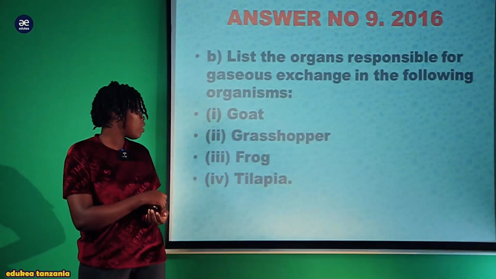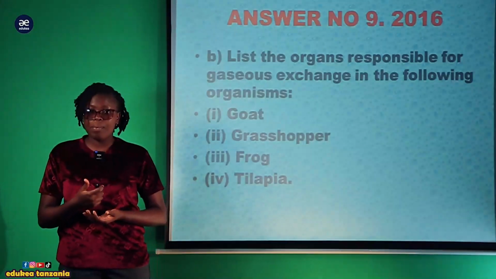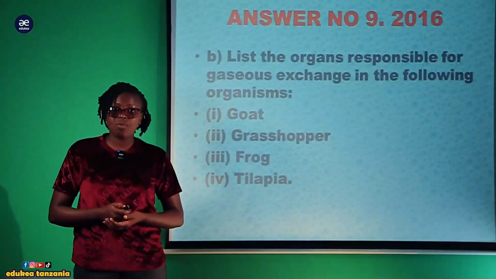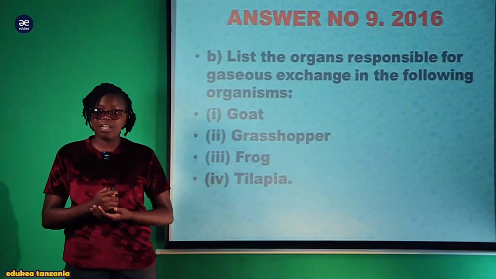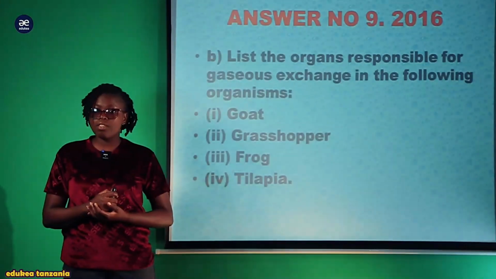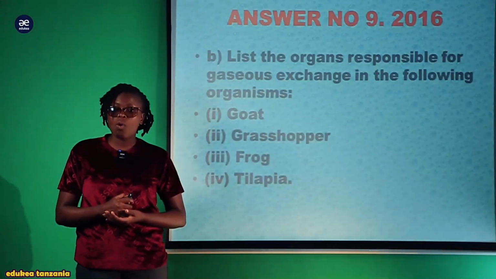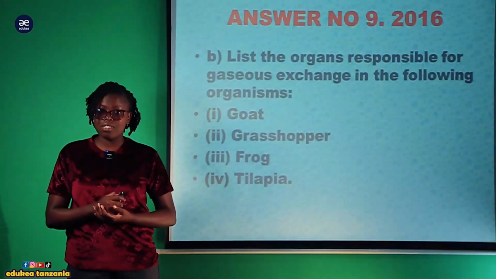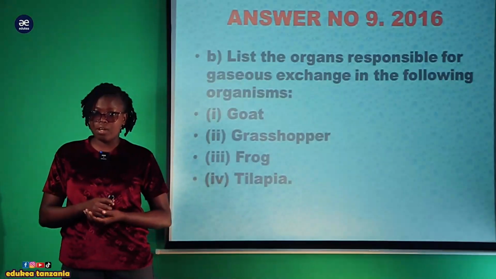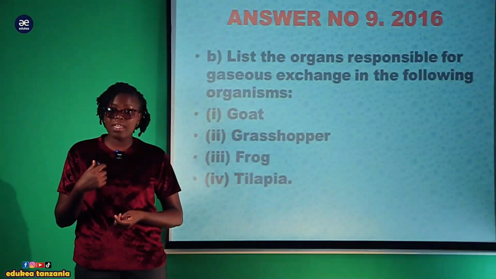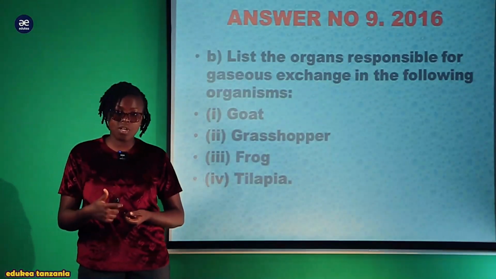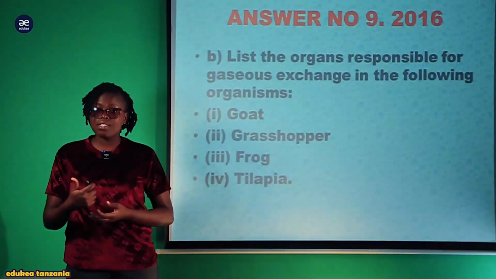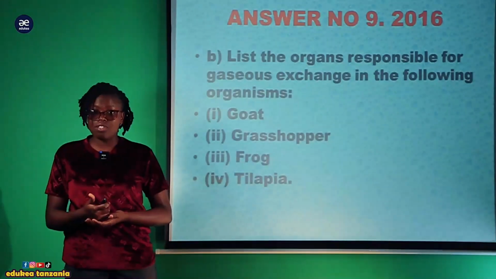The second one tumeambiwa grasshopper. Grasshopper huyu hapa anapatikana within the phylum Arthropoda katika class Insecta. Tumeangalia those members of the class Insecta wanatumia kitu gani for gaseous exchange. Kuna wengine wanatumia tracheal system na kuna wengine wanatumia spiracles. So the grasshopper yeye anatumia spiracle ambao ni small pores ambazo zipo katika abdomen na zinasaidia katika gaseous exchange.